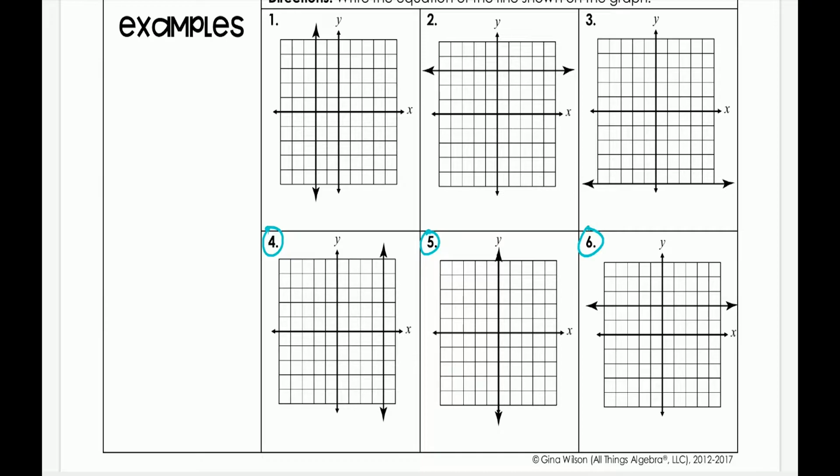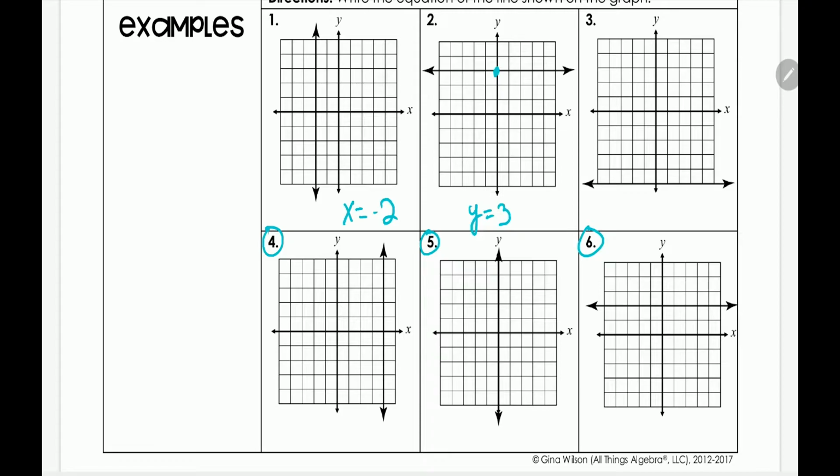So let's go ahead and do number 1. We're asked to write the equation of the line shown on the graph. So this is a vertical or horizontal line. We're looking for any intercepts. It looks like it has an x-intercept, and that x-intercept is at -2. So the equation for this line is x equals -2. And that's number 1 done. Number 2, we're looking for x and y intercepts. It looks like this guy has a y-intercept at y equals 3. So our equation is y equals 3.